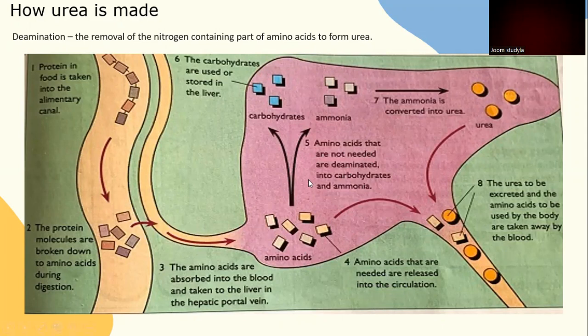Number 6, the carbohydrates are used or stored in the liver. Number 7, the ammonia is converted into urea, and the urea is to be excreted, and the amino acids to be used by the body are taken away by the blood.